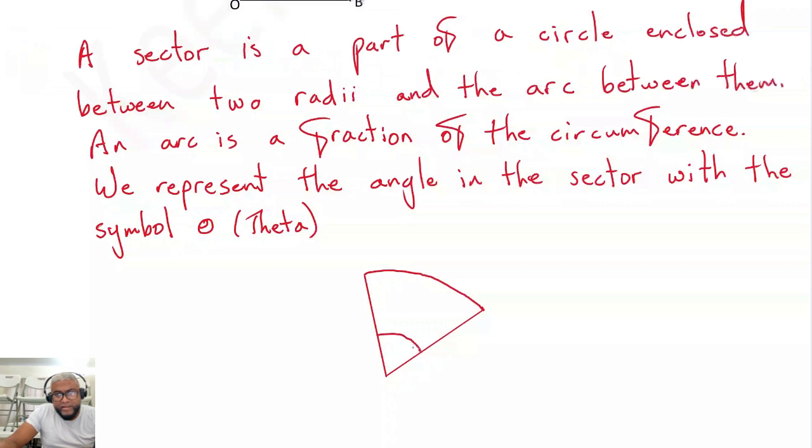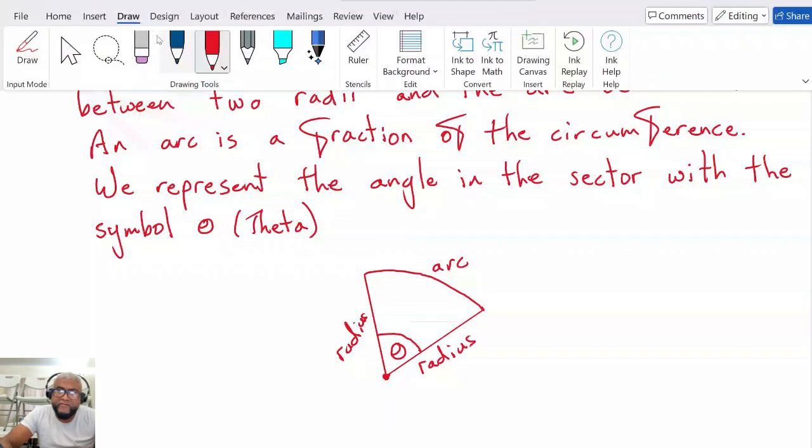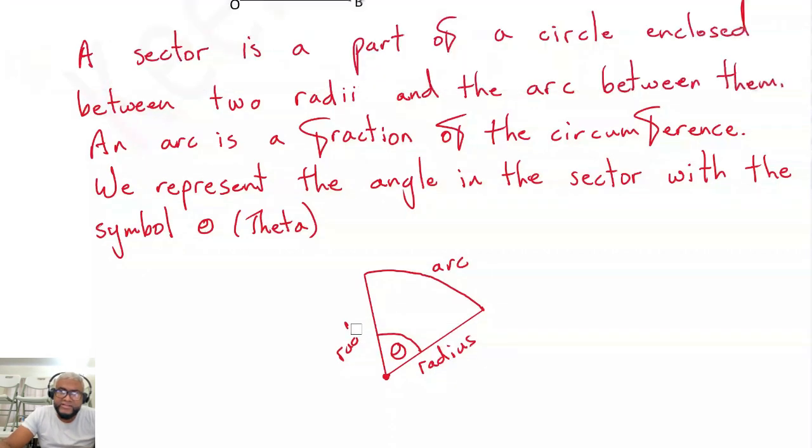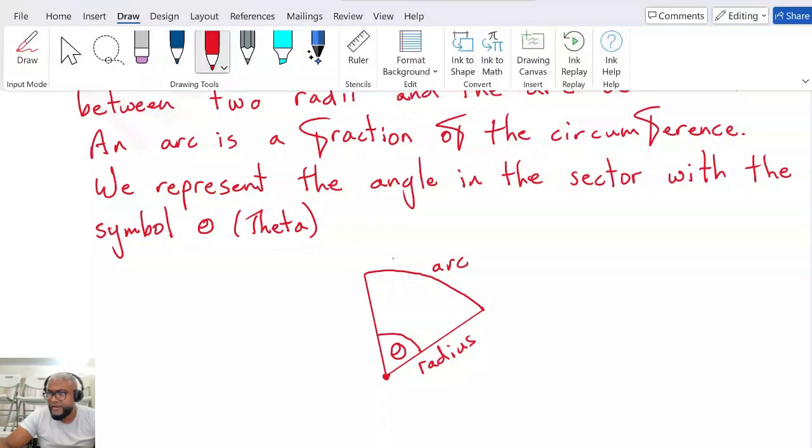So we call the angle in the sector theta. This is the center of your circle here. This is a radius. This is another radius on the side here. Okay, this is your arc. Your arc is a fraction of the circumference of a circle. Let me write this radius a little better.